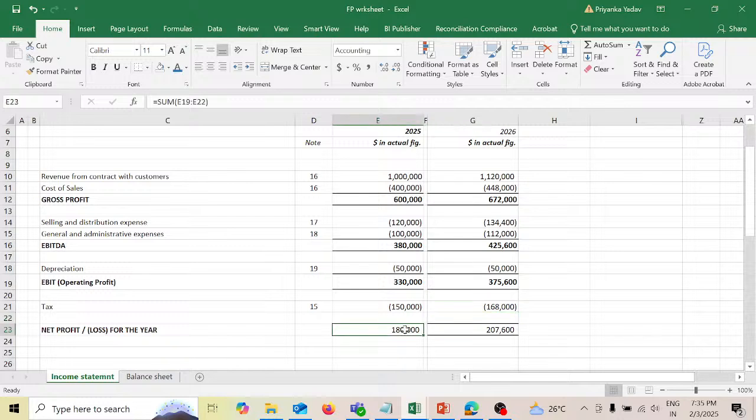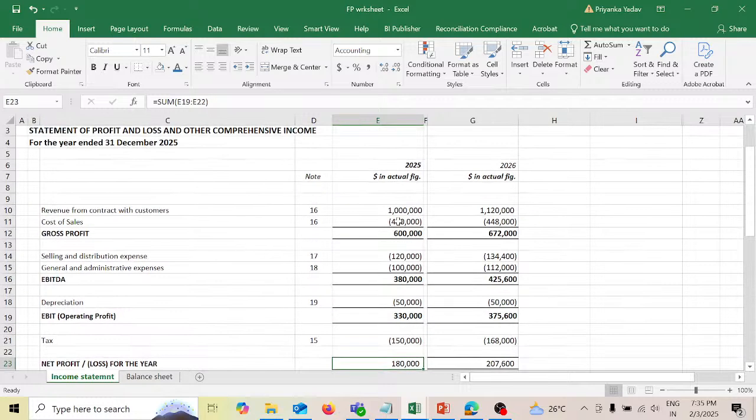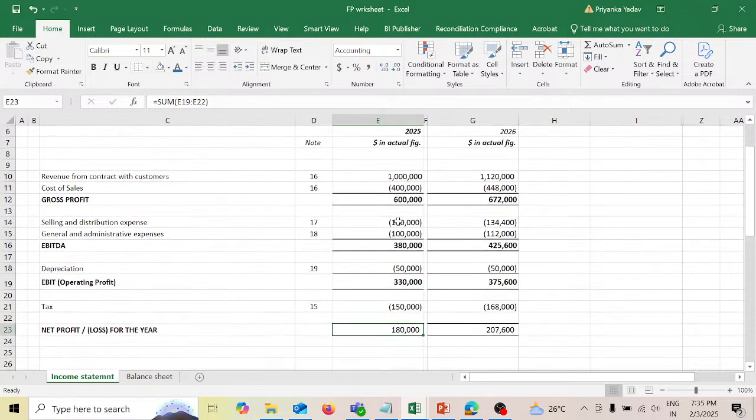Now you see this figure is positive, that means we have a profit. We have planned, according to the forecasted figures, to have a profit of 1,80,000 next year, and in 2026 we are planning for 2,07,600.